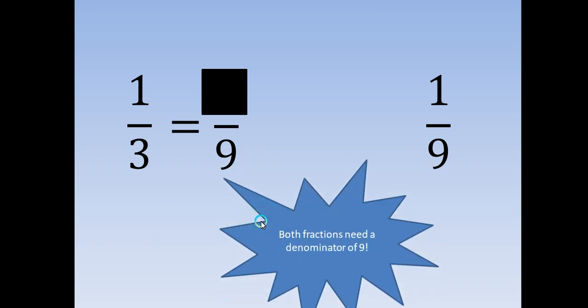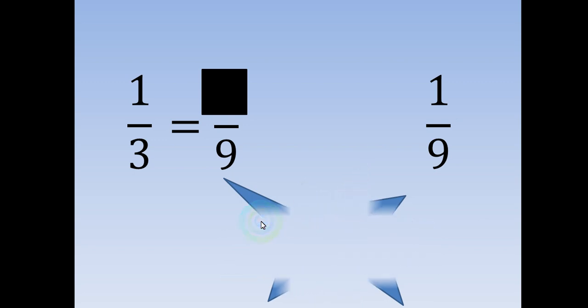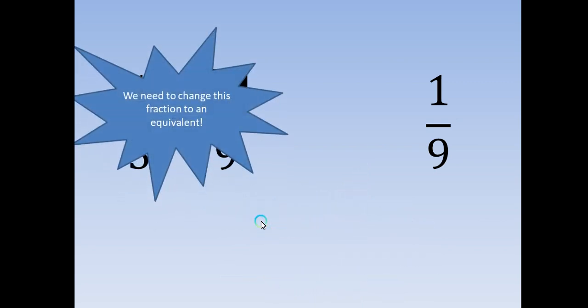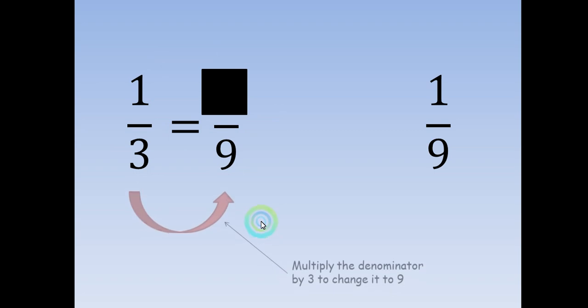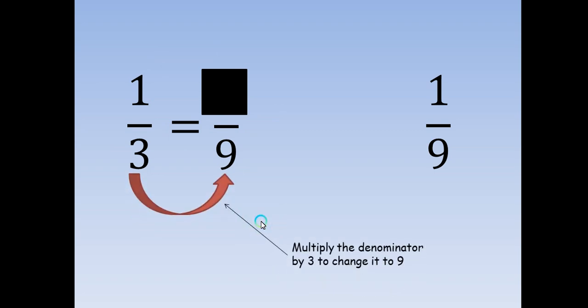Now, our denominator is 9. So what do we need to change this fraction to an equivalent? What can we multiply with 3 to get us to 9? That's why you can see the arrow is showing that we need to multiply by 3 to change it to 9.